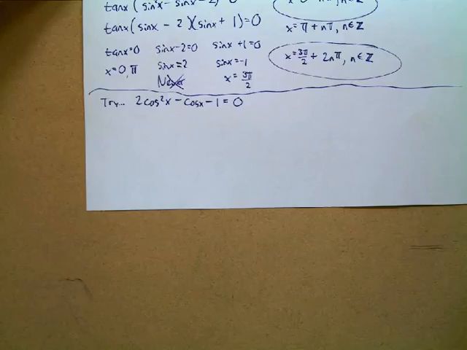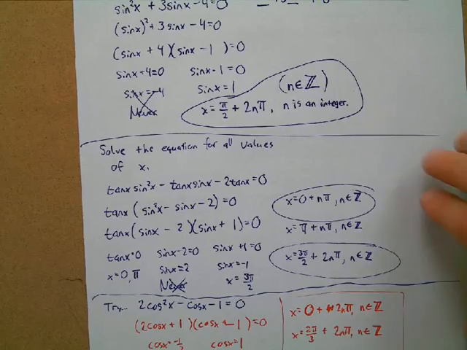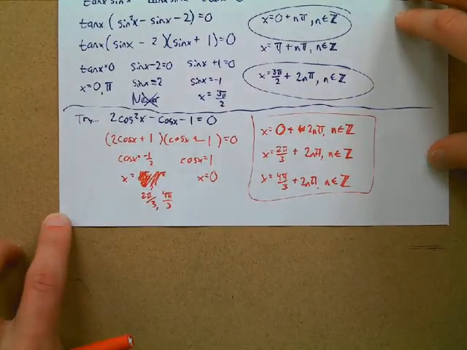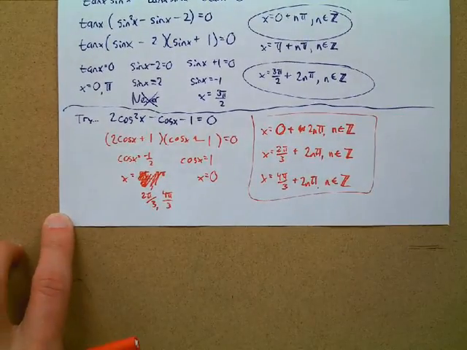Okay. So there are your answers. x equals 0 plus 2n pi, where n is an element of the integers. x equals 2 pi over 3 plus 2n pi, and then also x equals 4 pi over 3 plus 2n pi, where n is an element of the integers. Again, because we are not restricted between 0 and 2 pi. If it just said solve for all x values between 0 and 2 pi, you would just ignore those plus 2n pi's, and you'd have all you needed right there. Okay? Question on any of that?